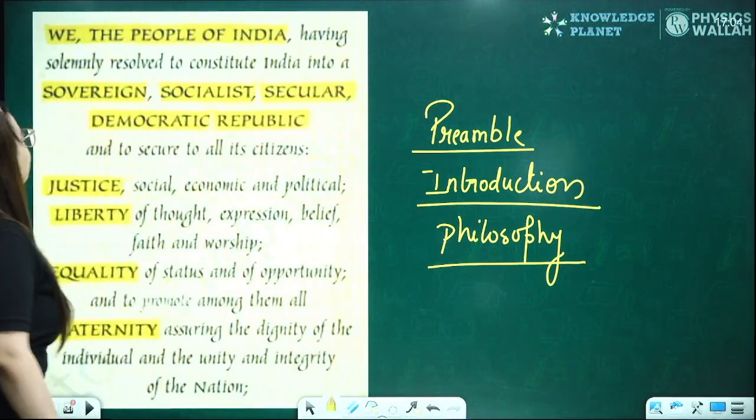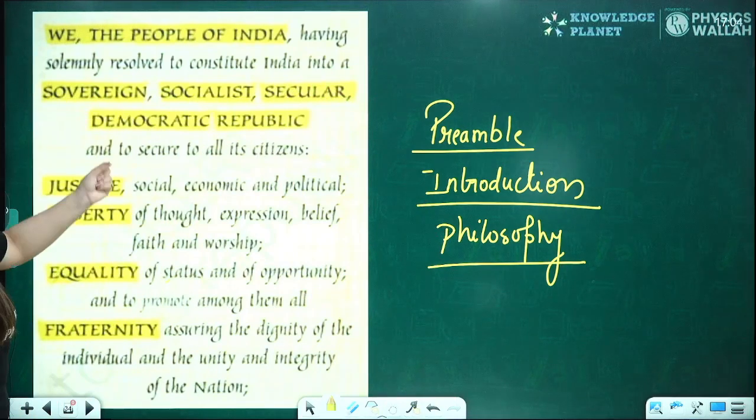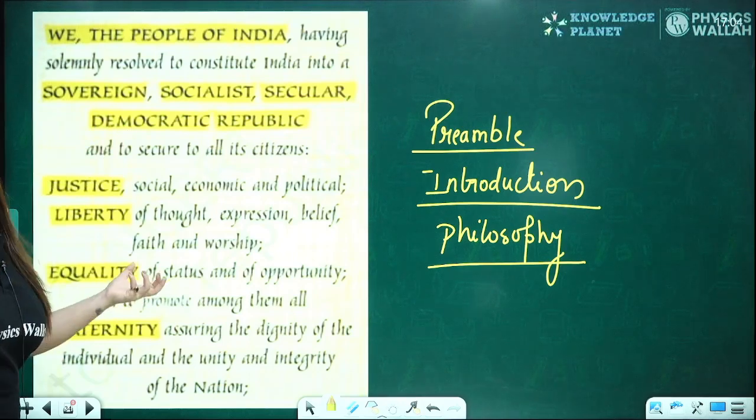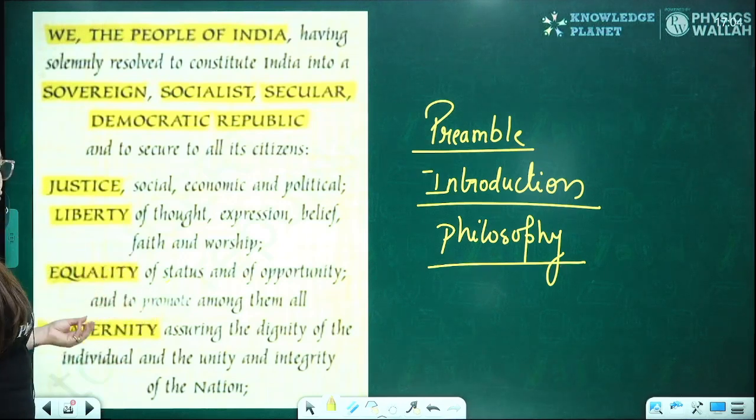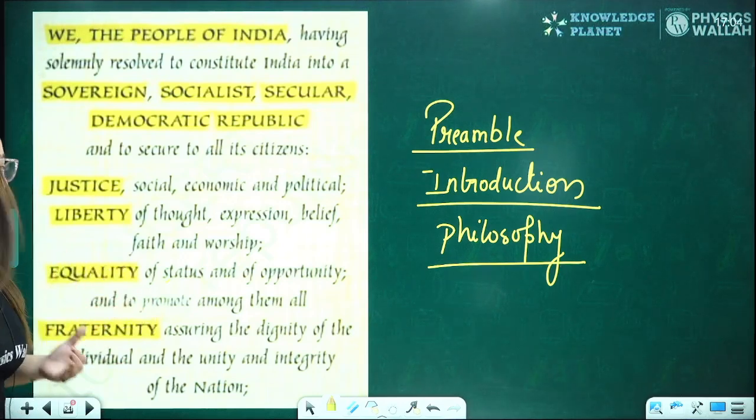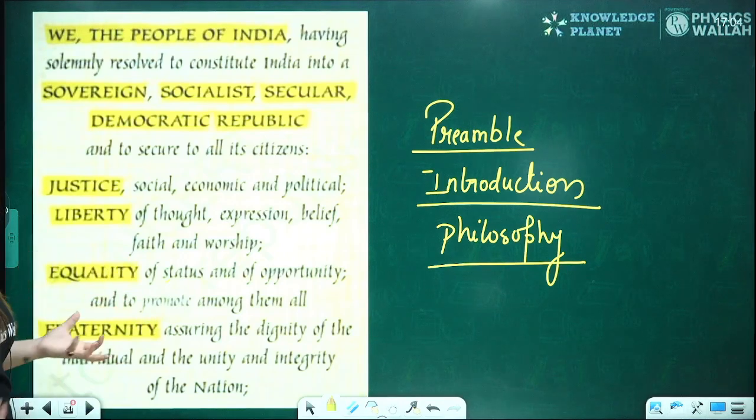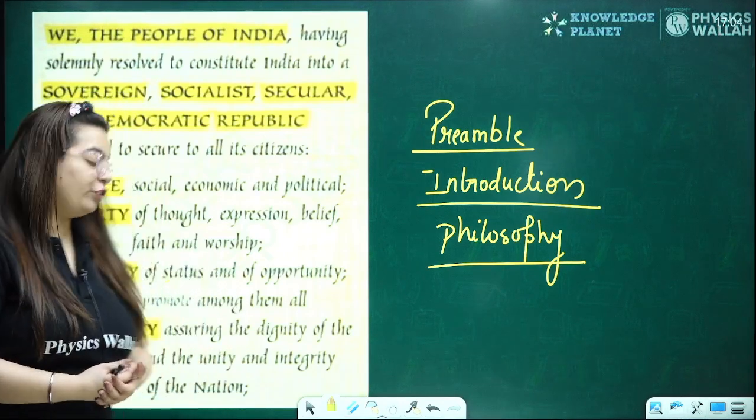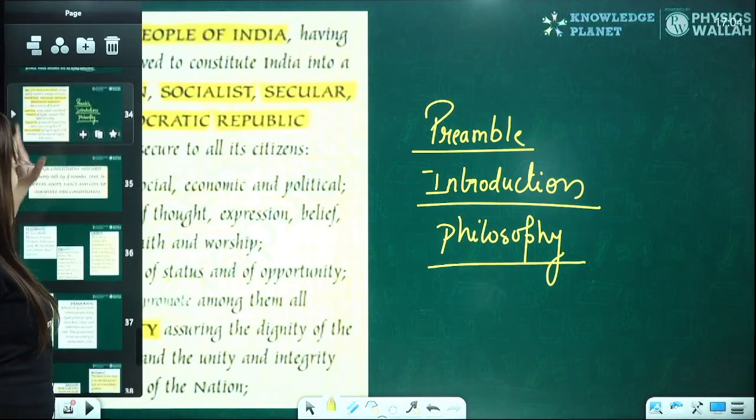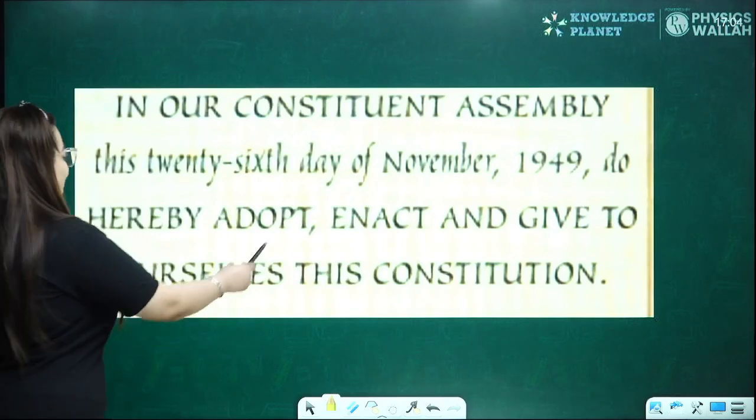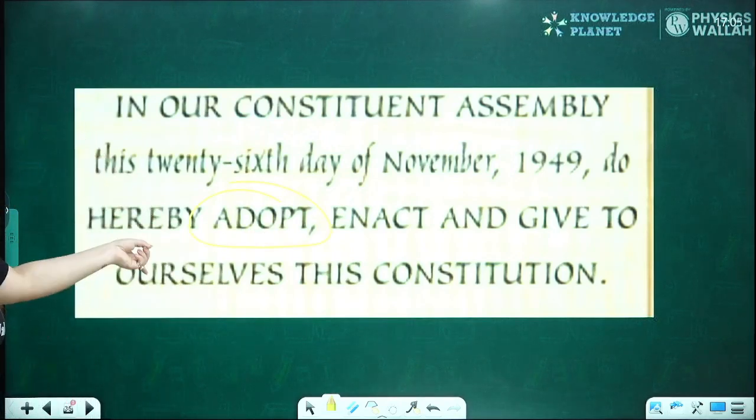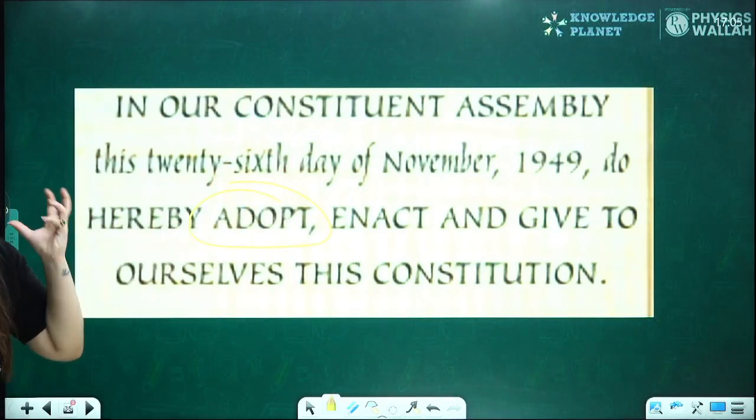Let us start. We the people of India, having solemnly resolved to constitute India into a sovereign, socialist, secular, democratic republic, and to secure to its citizens justice, social, economic, political, liberty of thought, expression, belief, faith and worship, equality of status and opportunity, and to promote among them all fraternity, assuring the dignity of the individual and the unity and integrity of the nation. So this is our constitution, we can say the Indian constitution. In our Constituent Assembly, this 26th day of November 1949, do hereby adopt, enact and give ourselves this constitution. So on the 26th day of November 1949, it was adopted, okay.